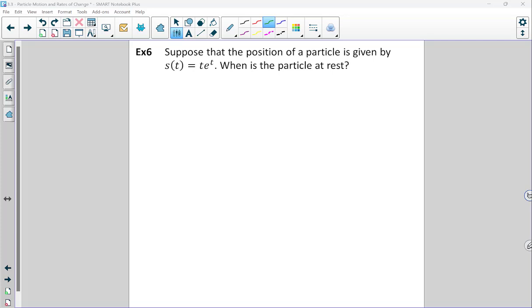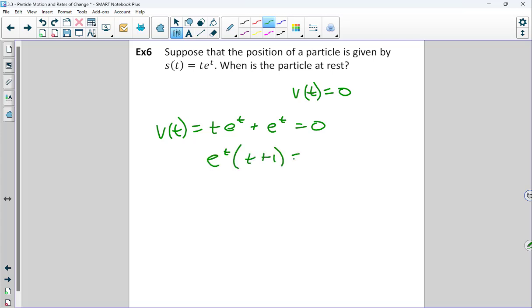Suppose that the position of a particle is given by s of t equals t e to the t. When is the particle at rest? So particle is at rest when the velocity equals 0. So let's find the derivative. First times the derivative of the second plus second times the derivative of the first. Set that equal to 0. I can factor out e to the t. So e to the t never equals 0, but t plus 1 would equal 0 at -1.